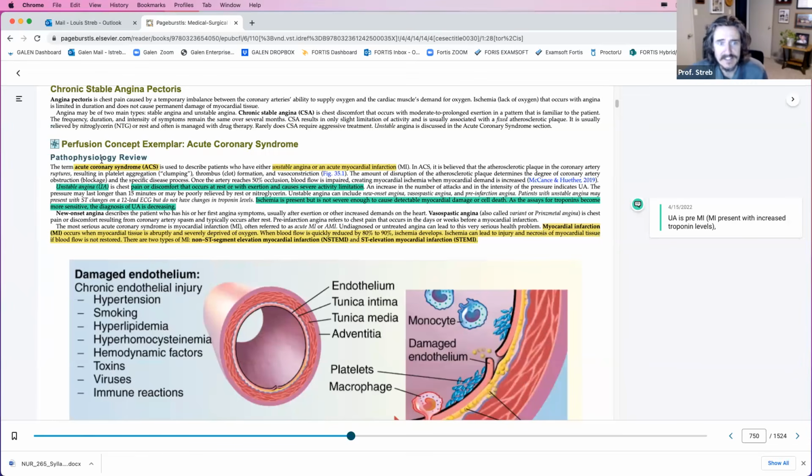Acute coronary syndrome. What does that even mean? It means that your coronary arteries are jacked up. That's what it means to Mr. Streb. And if I'm not getting good blood flow to my muscle, it's going to hurt. We call that angina. Your book is very specific on the different types of angina. There's unstable angina and there is stable angina.